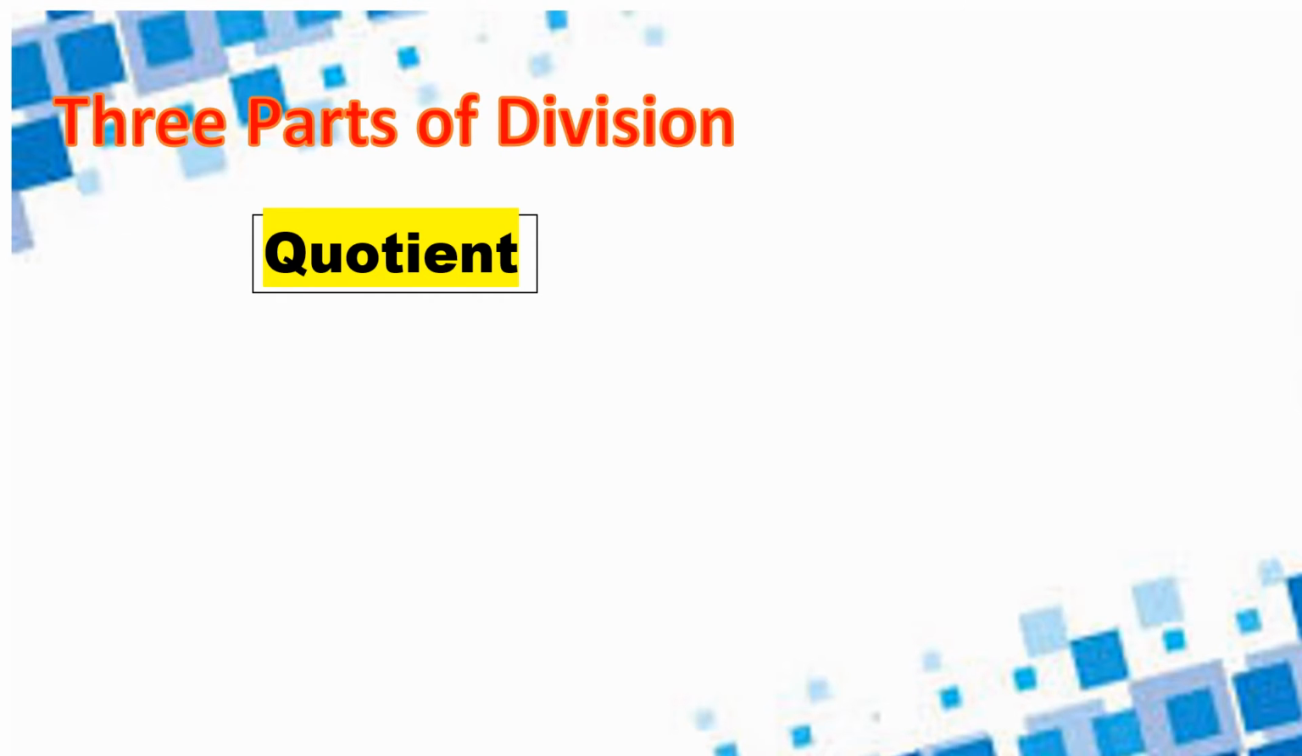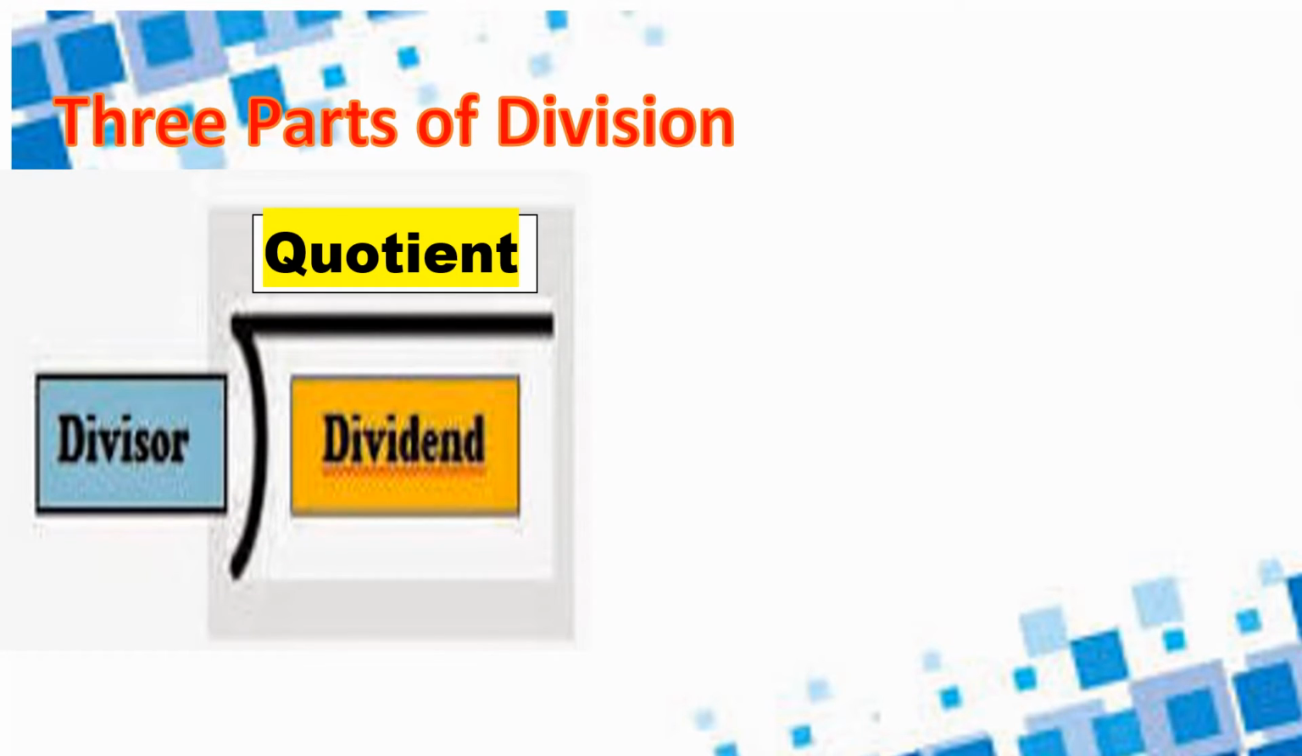Alright. So, we have here three parts of division. No? We have the division house, yung nasa loob, dividend, yung nasa labas, divisor, and of course, the answer is what we call the quotient.